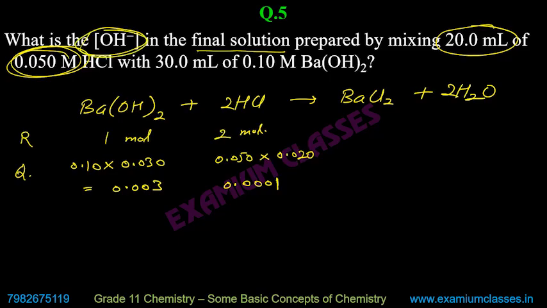So first try to understand what I am saying. Some barium hydroxide will remain unreacted. HCl will get reacted completely because it is the limiting reagent. So after the reaction, we won't have HCl. We will have some amount of BaCl2, some amount of H2O, and some unreacted Ba(OH)2, which will give us hydroxyl ion as per this reaction.